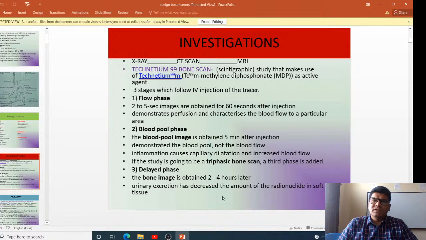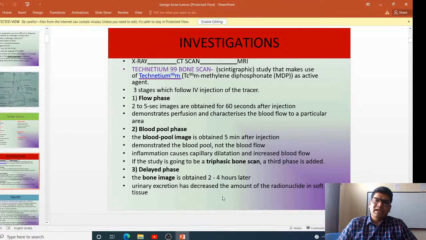In the bone scan, we make use of technetium methylene diphosphonate as the active agent. There are three stages: flow phase, blood pool phase, and delayed bone phase. In the flow phase, images are taken 2 to 5 seconds after injection, for 60 seconds, of the radioactive dye given intravenously.